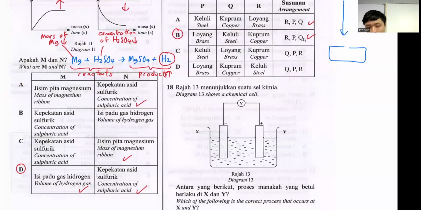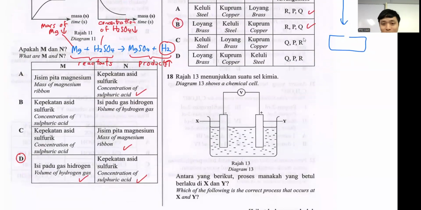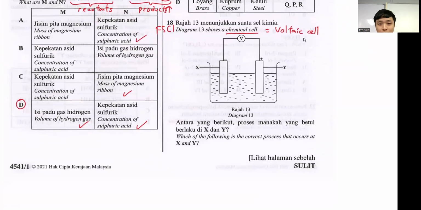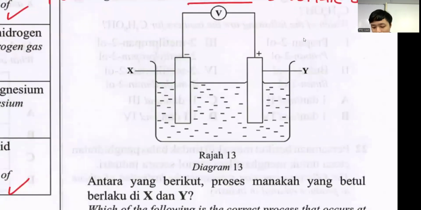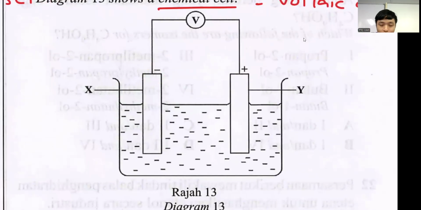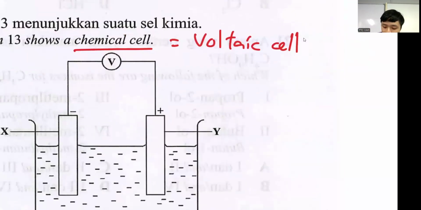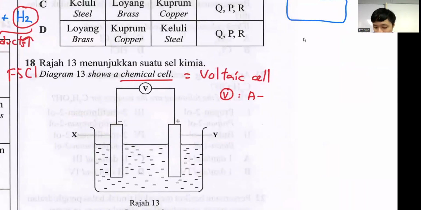Okay. Question 18. Diagram 30 shows a chemical cell, which means voltaic cell, same thing. This is Form 5, Chapter 1. Which of the following is the correct process that occurs at X and Y? So they told you what sign this is? Voltaic cell. Anode is negative or positive? Negative. Cathode is positive. So X is anode, negative, and Y is cathode, positive.